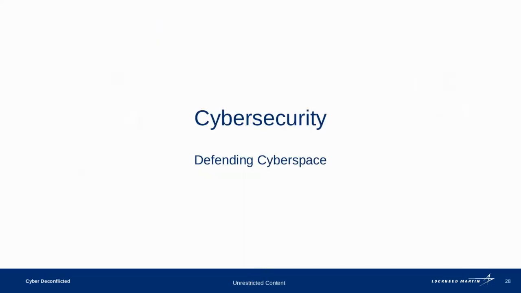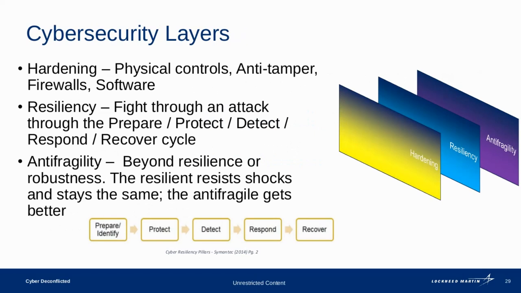So, cybersecurity. This is going to be some new information, a little bit, so I'll try to articulate this. There are two layers of cybersecurity that almost everybody recognizes. That's hardening, with physical controls like anti-tamper, firewalls, software blocks, things like that. And then there's resiliency, which is the ability to fight through an attack, where you have the prepare, protect, detect, respond, and recover cycle.